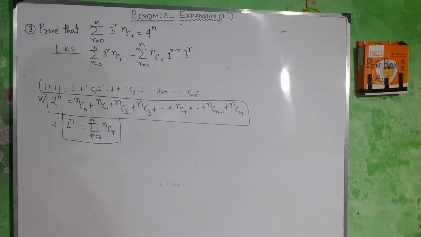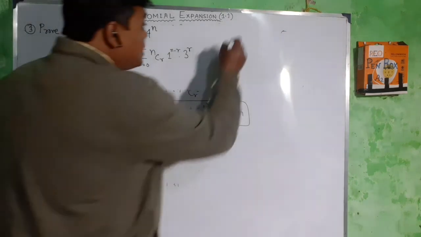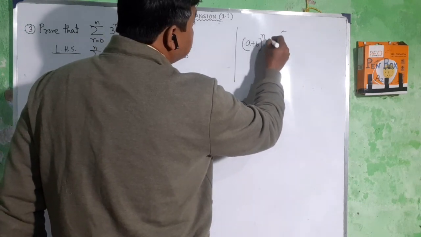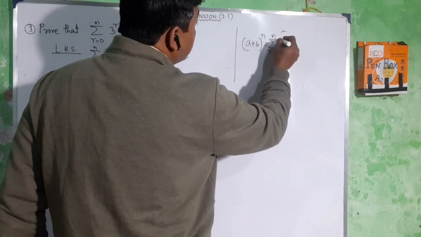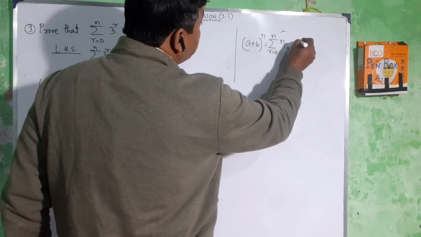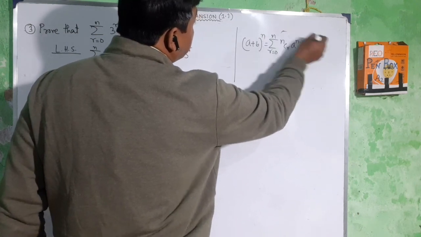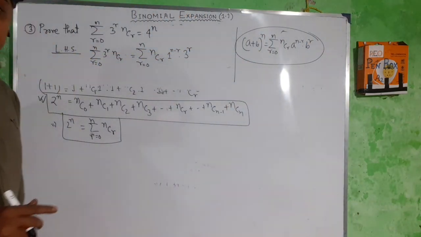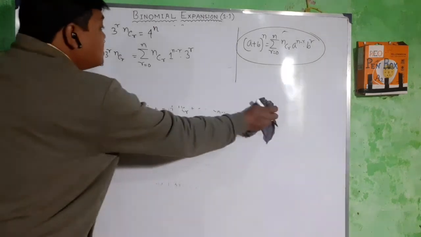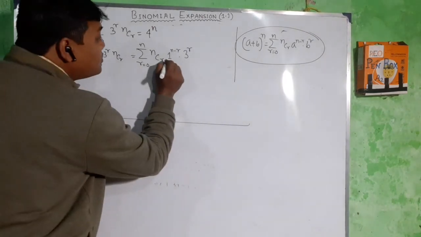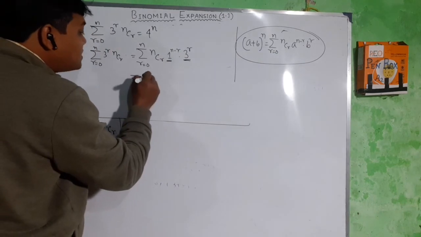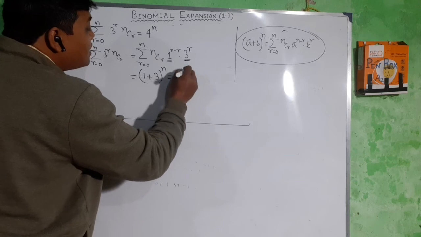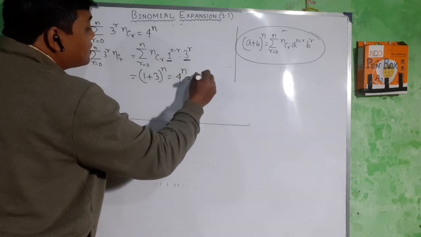You see, what is (a plus b) whole to the power n? That means the summation over r equals 0 to n of nCr a to the power n minus r b to the power r. You mind it? So this summation of nCr a to the power n minus r b to the power r is (a plus b) whole to the power n, that is 4 to the power n, which is the right hand side.